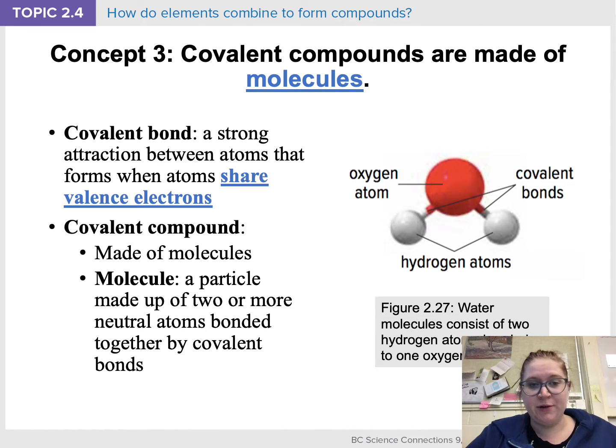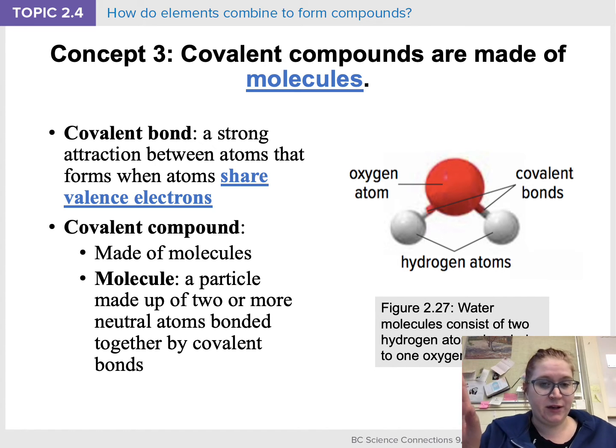Okay, the other type of compound is covalent compounds. Covalent compounds are made of molecules. We've learned this word molecule before, but it's important to know that molecules only apply to covalent compounds. So a covalent bond is a strong attraction between atoms that forms when atoms share electrons, share valence electrons. And this is really important. This only happens between two non-metals.